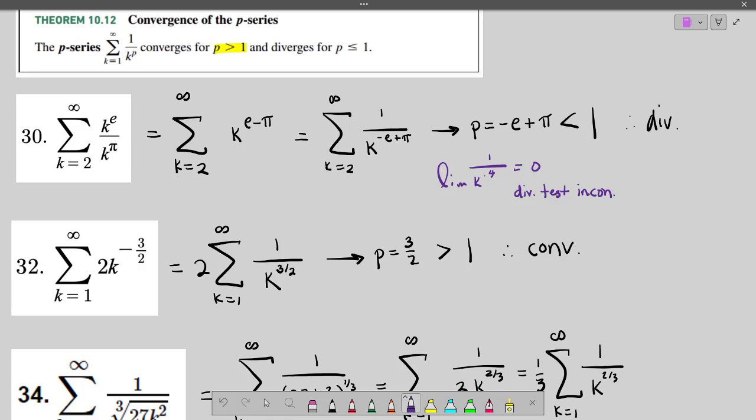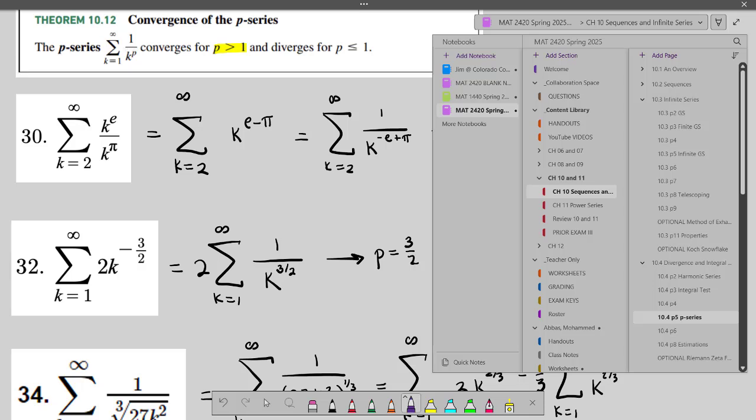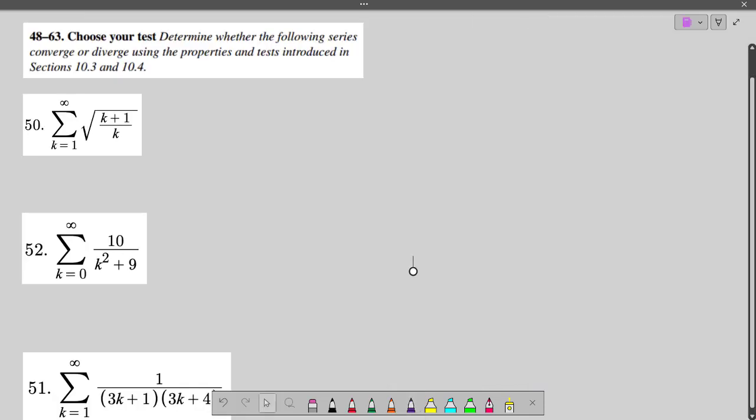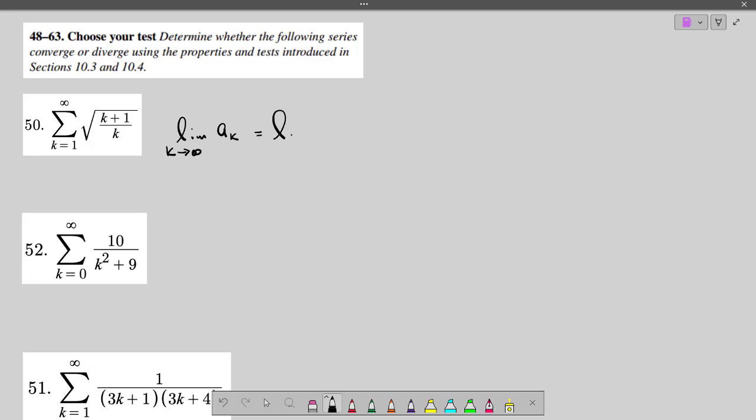So anytime we're looking at these, now the p-series is so specific that you don't really even have to consider the divergence test, but it's a good thing in your mind to always think about. Is the limit of a sub k 0? Because if the limit of a sub k is not 0, then instantly you know it diverges. Okay, so when we look at this next one right here, what is the limit of a sub k here? 1. So the limit of a sub k, as k goes to infinity, is the limit of this square root.